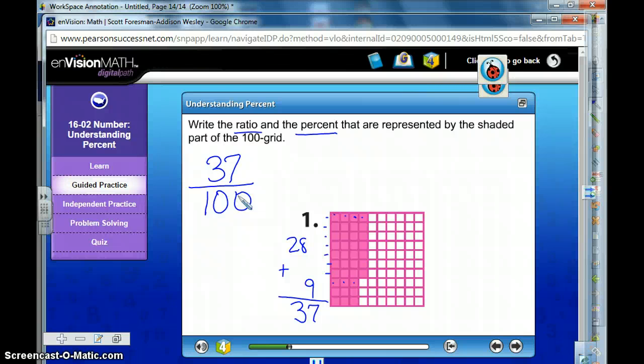What is this as a percent, Hope? 37%. Equals 37%. Percent is a dot or a shaded circle with a diagonal with another shaded circle. Whatever number you have over 100 is also going to be your percent.